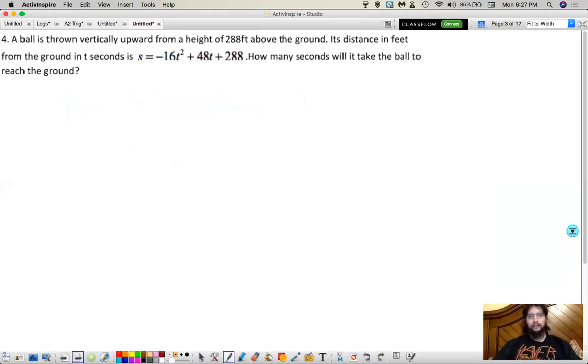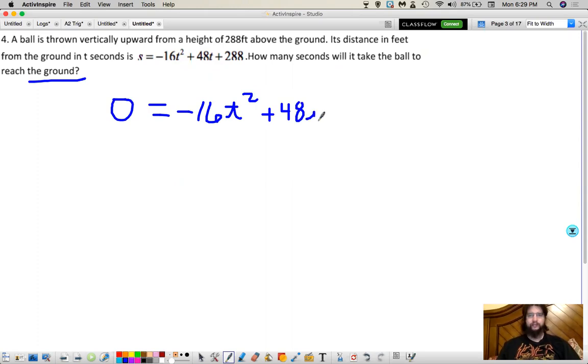Another quadratic. It's got a whole bunch of word problem, blah, blah, blah. How many seconds will it take for the ball to reach the ground? How high off the ground is the ground? 0. So that means S is 0. All right, so 0, that's the ground. 0 equals negative 16t squared plus 48t plus 288. Oh, hey, look, it's another quadratic.